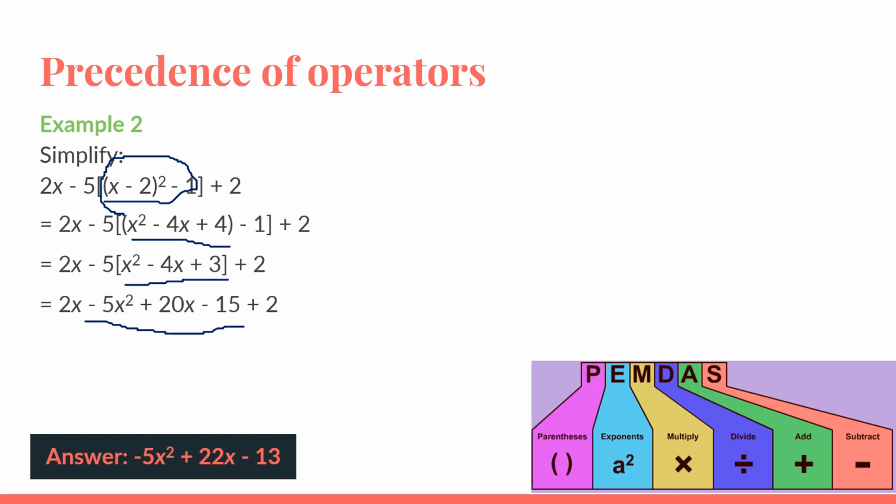Collecting like terms would mean that you are combining all the terms with the same exponent. For example, 5x squared is on its own, and 2x with 20x, and then the number with the other number. So it would give us 22x from 2x plus 20x, and then we have -5x squared, and then we combine -15 with plus 2 to give us -13. And in mathematical convention, we'll always arrange the terms from the highest exponent to the lowest exponent. Hence, the answer is -5x squared plus 22x minus 13.